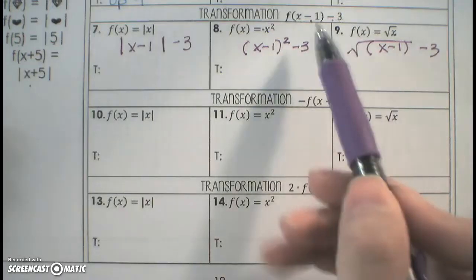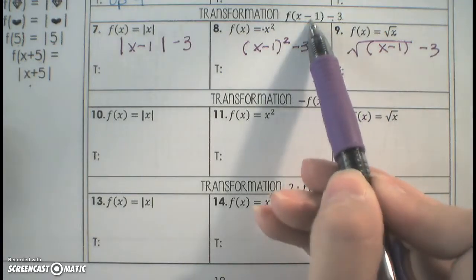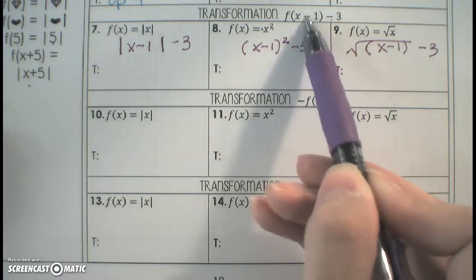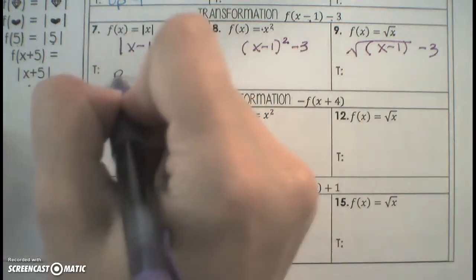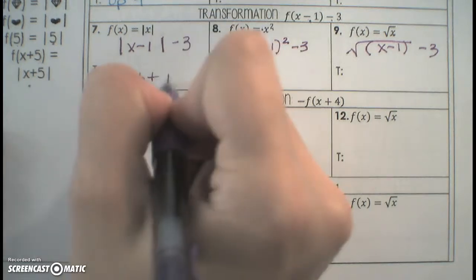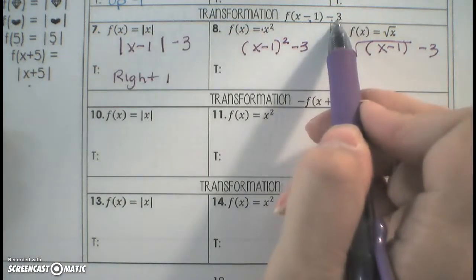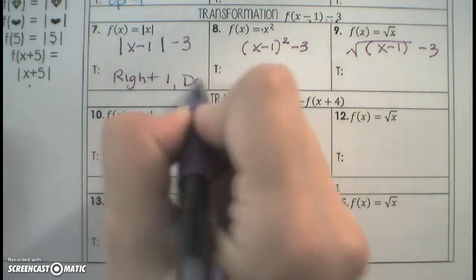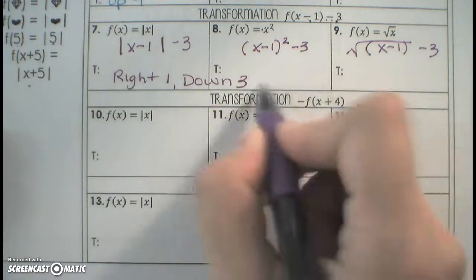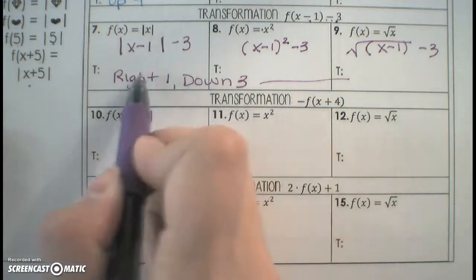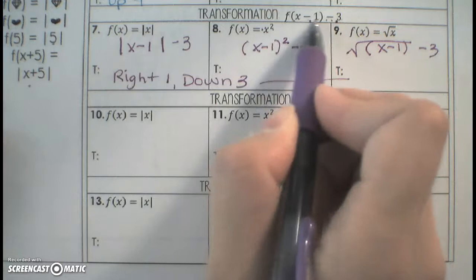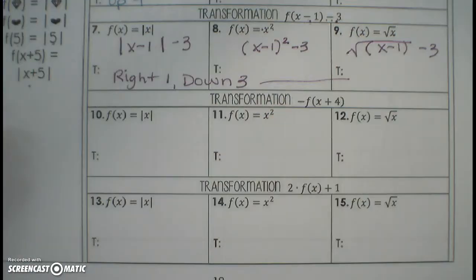Before you continue on your own, let's write what happened here. Minus 1 is left or right, and it's opposite thinking, so right 1. And the minus 3 behind it, vertical movement, down 3. And again, all of these would be right 1 and down 3 since they all are going to be having this transformation applied to their parent function.